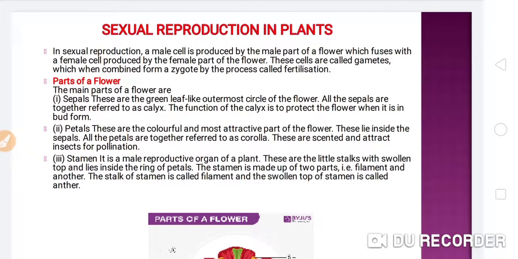Now what are the important parts of the flower which are responsible for the sexual reproduction process? So let's see, students, what are the important parts of the flower. Number first, sepals. These are the green leaf-like outermost circle of the flower. All these sepals are together referred to as calyx. The function of the calyx is to protect the flower when it is in bud form. So this is the sepal and its function.